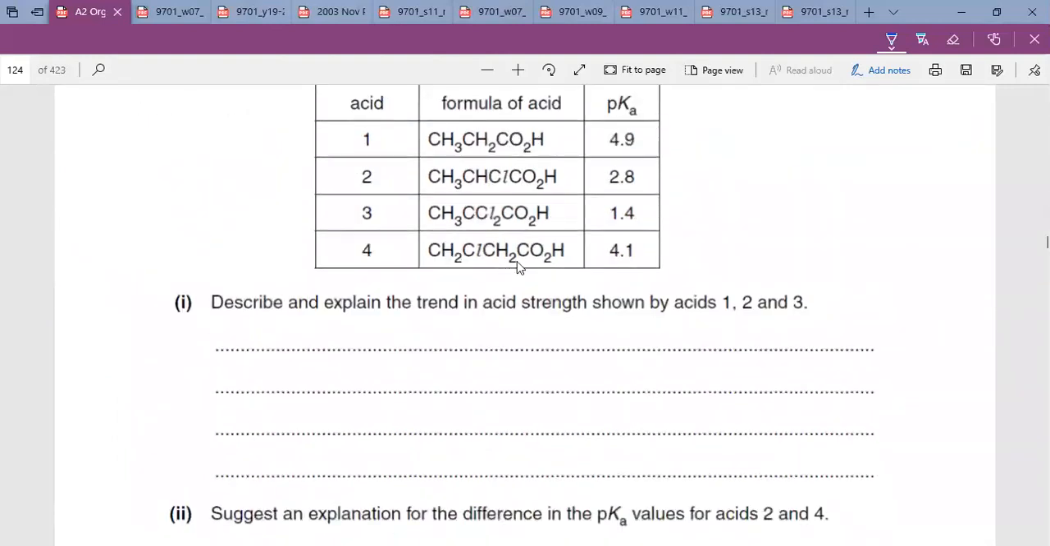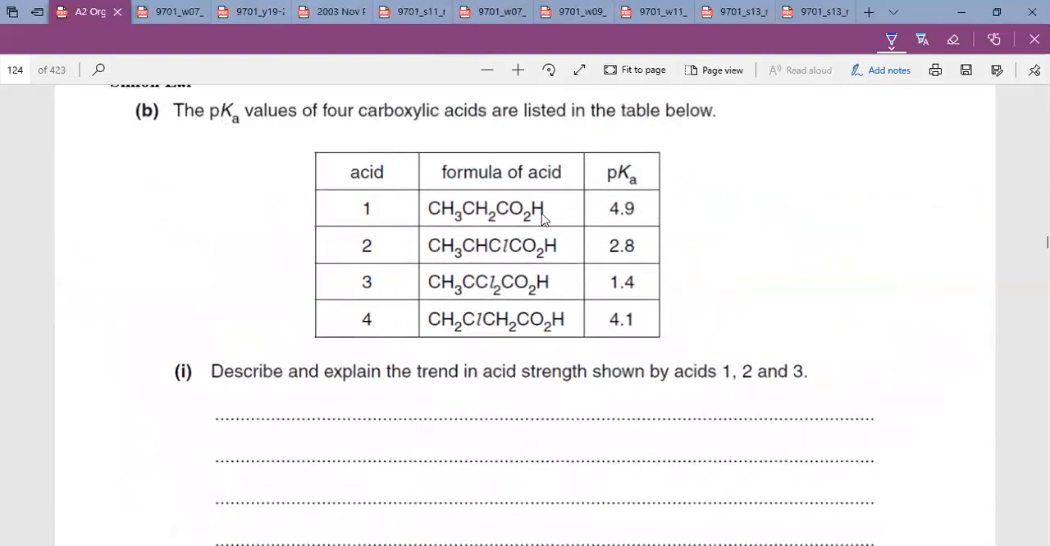All right. So here we consider pKa, like we did before: the smaller it is, the more acidic. Explain the trend of acid strength from 1, 2, 3. That means 1 is the most acidic and 3 is the least acidic.